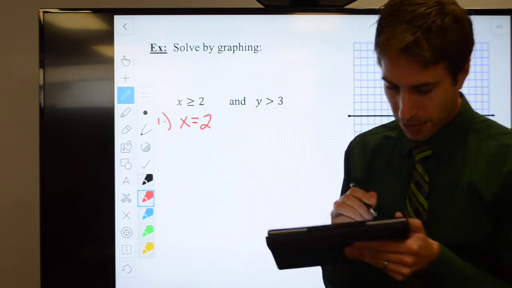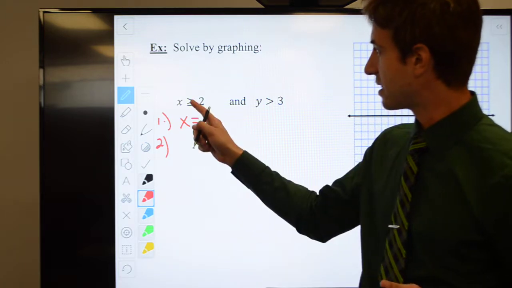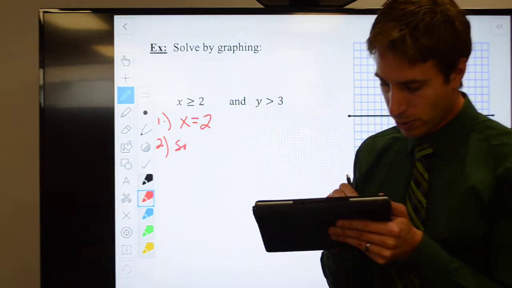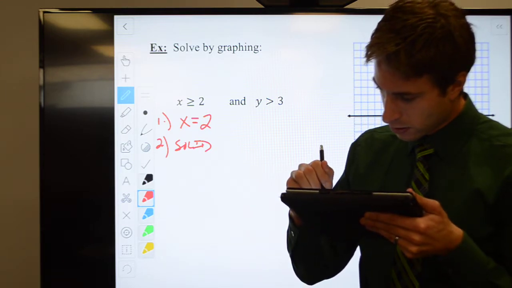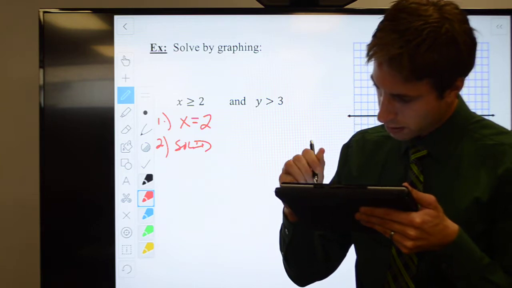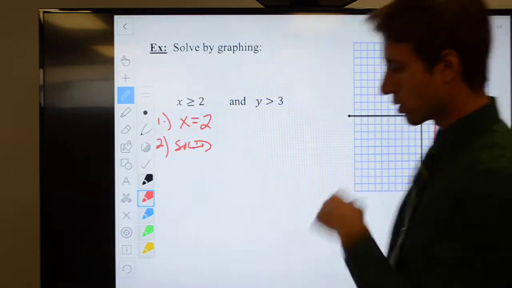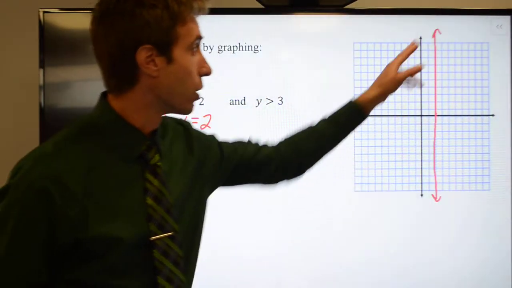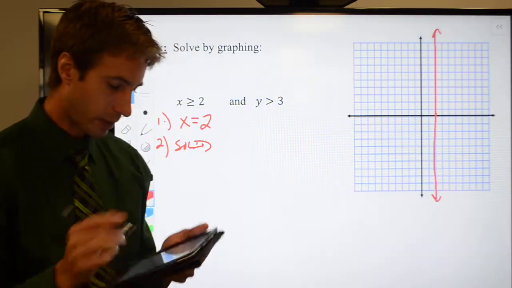This guy right here. Now, step 2, do I need a solid or dotted line? Since it is greater than or equal to, it will be a solid line, and that solid line will run right straight down through here, like that. Please make sure you extend your line all the way through the graph and put arrows on either side of the line so that I know you know that line just keeps going.